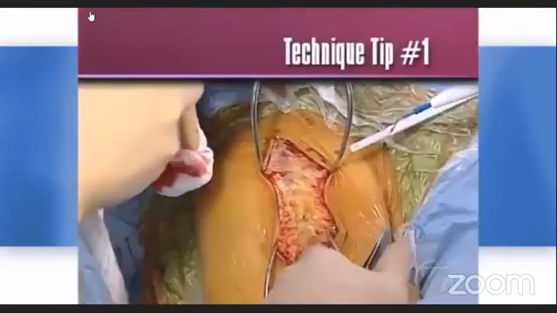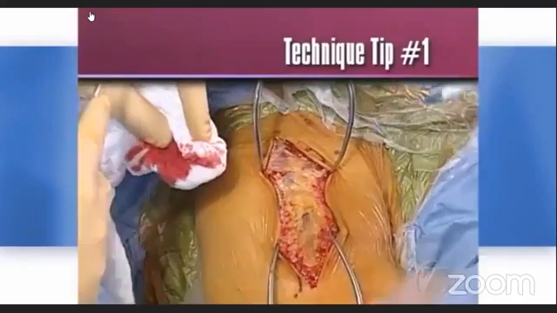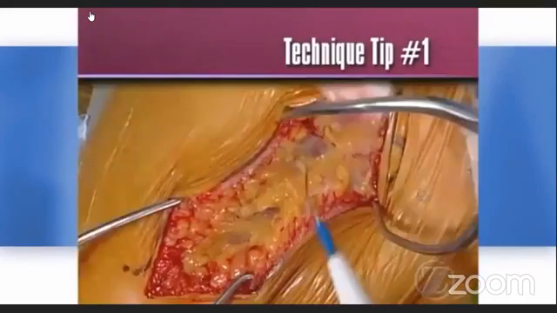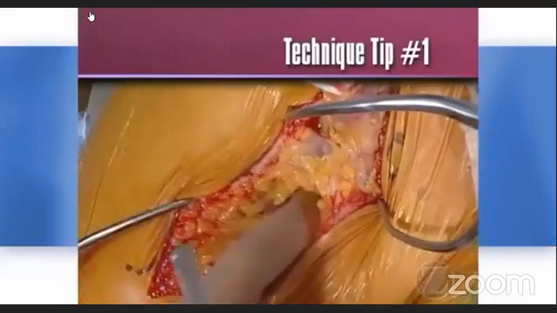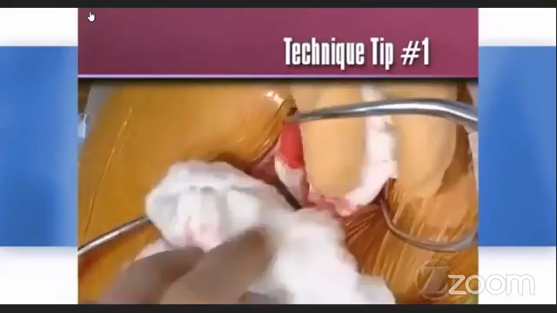There's a fair amount of adipose tissue in this patient, and sometimes it's very useful to just put your finger in and shift the tissue.